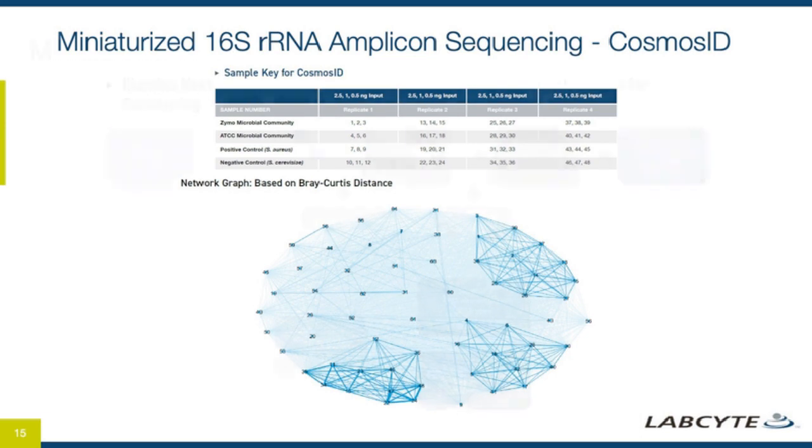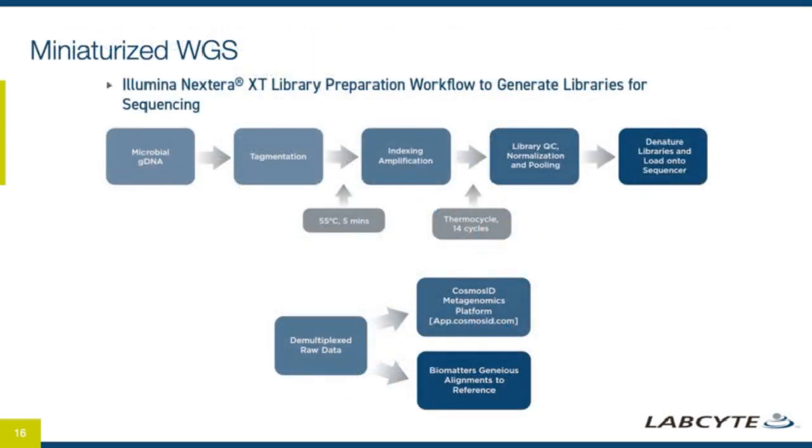Okay, moving on to miniaturized whole genome sequencing. I just wanted to show the workflow once again. We have our microbial gDNA harvested and purified. Then we go through tagmentation, 5 minutes, 55 degrees, and then an indexing amplification, which we do 14 cycles of. Library QC, fragment analysis, quantitation, then we're able to normalize and pool all of our libraries together very rapidly in the same step using the 25 nanoliter transfer increment. Then we're able to denature these libraries and load them onto the sequencer.